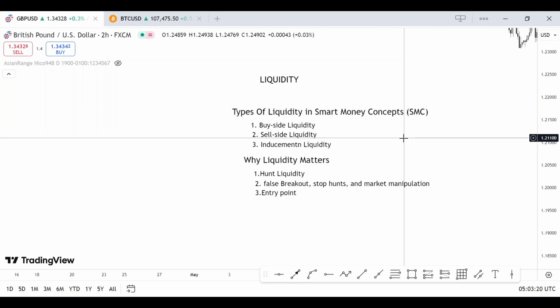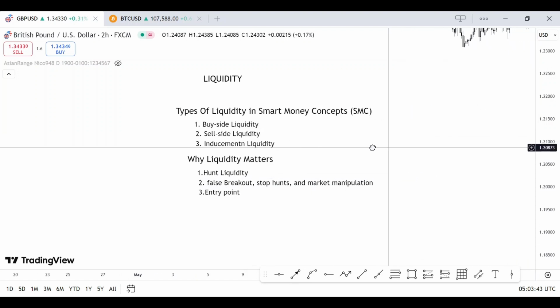So inducement liquidity, this is the first pullback after a major break of structure. This is the first pullback. It is a fake low or a fake high. Price will usually come to sweep it, then move to the opposite side or to the current side. I will show you an example of that.